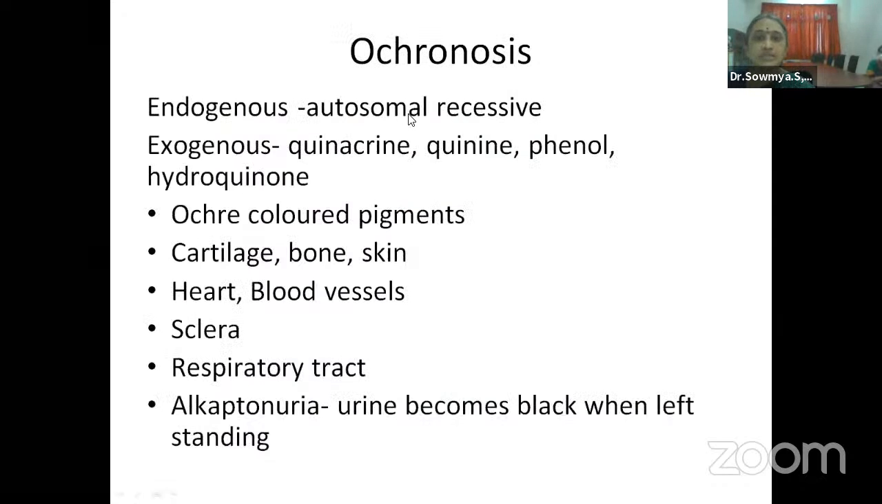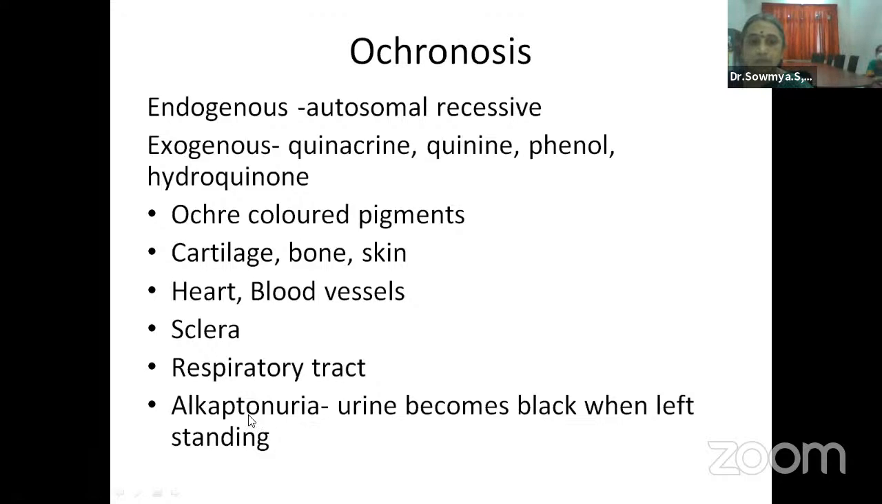So ochronosis can be due to either an endogenous or exogenous pigment. If it is endogenous, it is an autosomal recessive condition and it occurs in a younger age group. Whereas exogenous can be due to drug-induced reactions. So here you can see ochre colored pigment, and many times you can see the deposits in the cartilage, bone or skin. Sometimes you can also see them in the heart, blood vessels, sclera, or even in the respiratory tract.